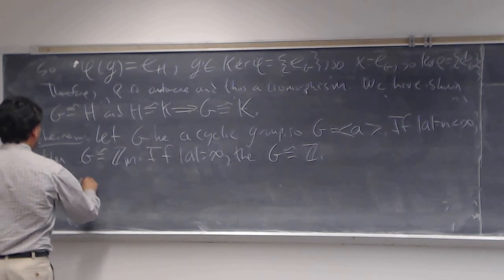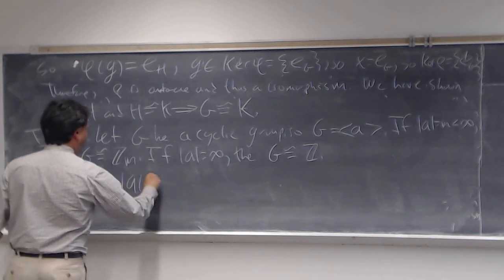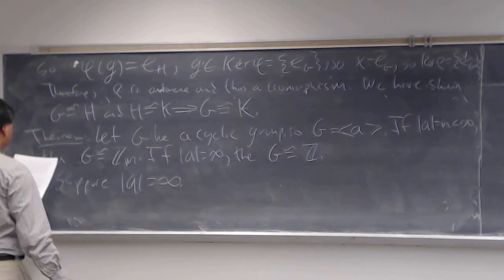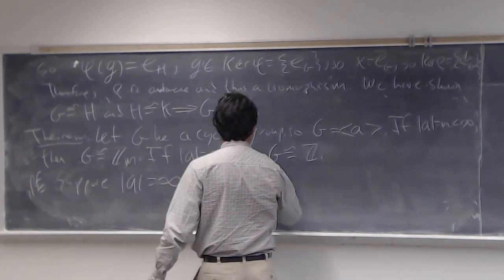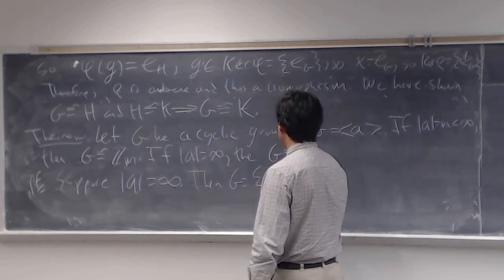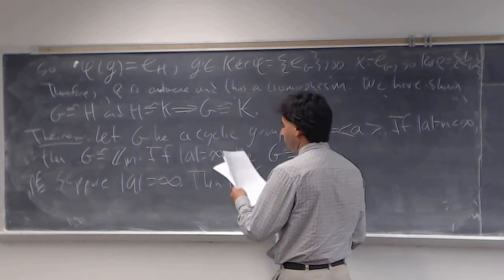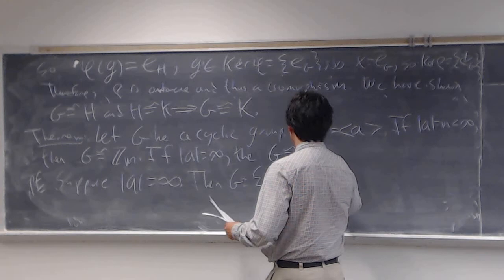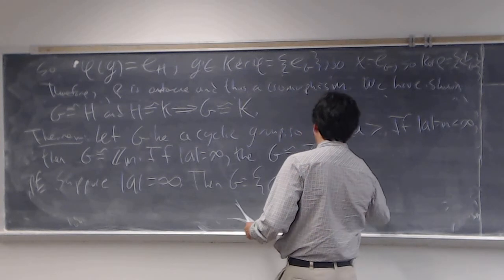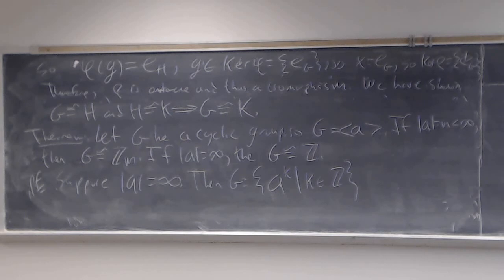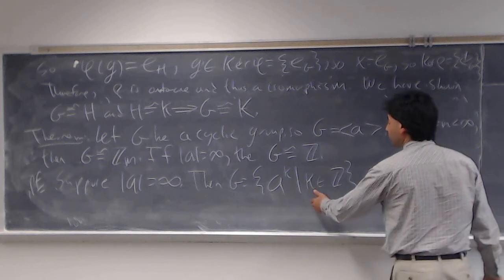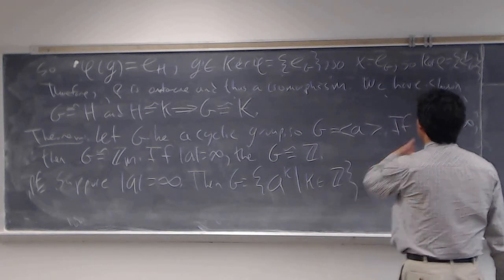Suppose the order of A is infinite. Then, and a lot of this proof can be adapted in both cases, G, you can think about it as all powers of A, where K goes through the integers. And those are infinitely many. If you have a finite cyclic group, you only have to worry about the powers from 0 up to m minus 1.